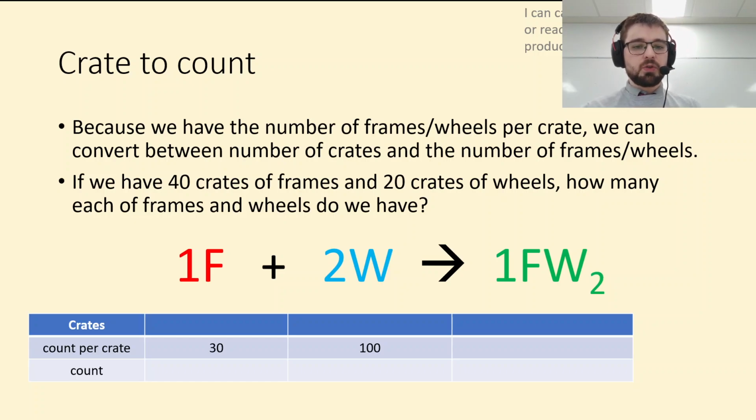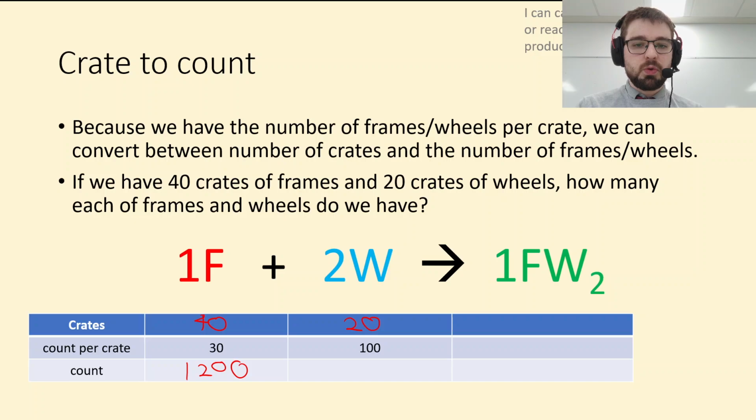So we've set up this nice table here which has the number of crates, how many things there are per crate, and the total number of frames or wheels or bikes or whatever. So we've got 40 crates of frames, and we've got 20 crates of wheels. So if we've got 40 crates of frames, and each crate has 30 in it, altogether we're going to have 1200 frames, right? So 30 times 40.